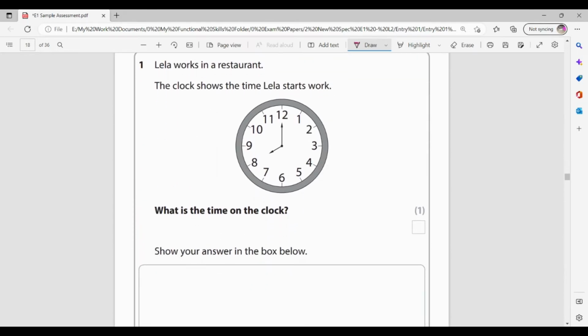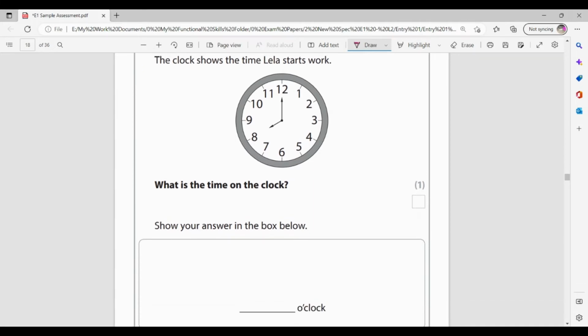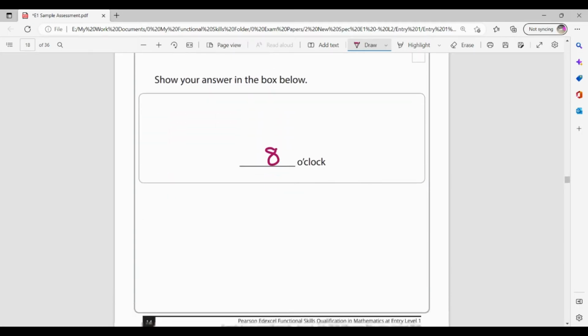So, question 1. Leela works in a restaurant. The clock shows what time Leela starts work. What time is on the clock? Show your answer in the box below. So, the box below is already telling me it's o'clock, and I know it's an o'clock because my big hand, my minute hand's pointing at the 12. So I need to know what my hour hand, that's my small hand, is pointing at. My hour hand is pointing at the number 8, so it's 8 o'clock.